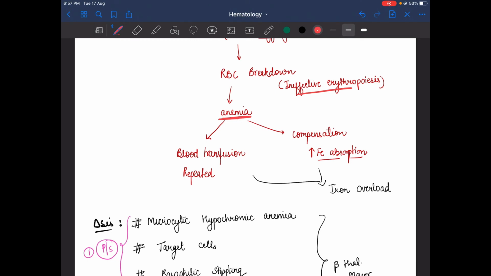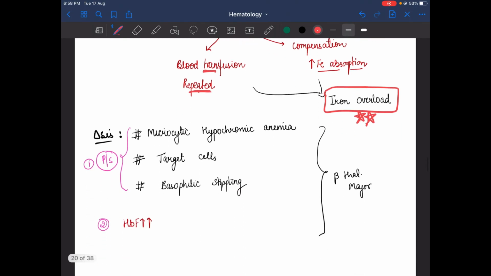For compensation there is also increased iron absorption, and by this iron overload is going to occur in the beta thalassemia major patient. Iron overload is seen in the beta thalassemia major patient, along with repeated blood transfusion. That's why the other name for beta thalassemia major is transfusion dependent.